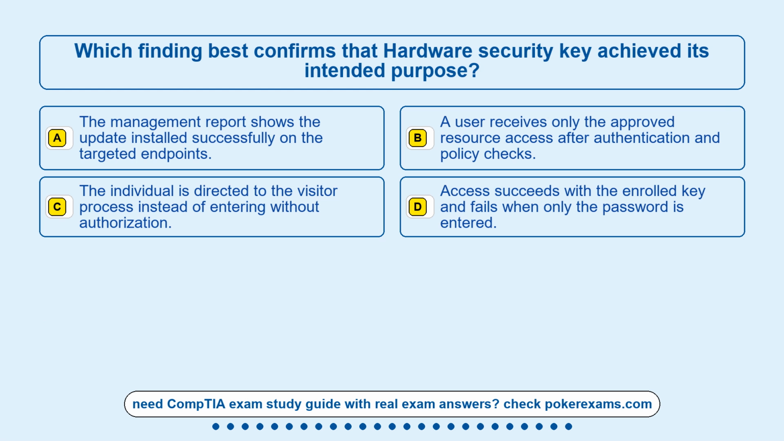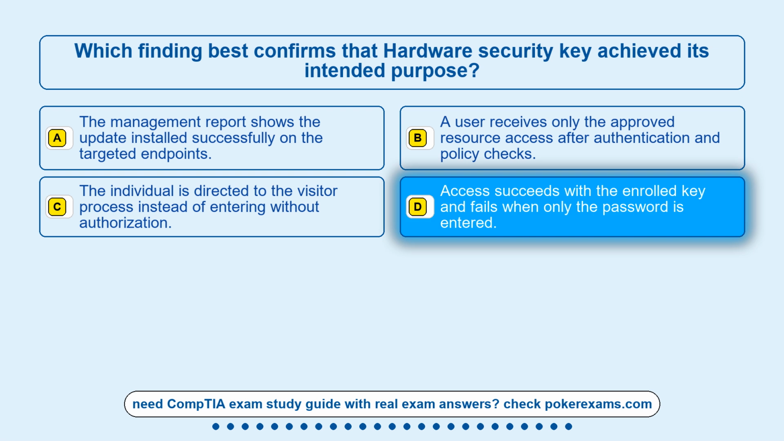Question 23. Which finding best confirms that hardware security key achieved its intended purpose? Option A. The management report shows the update installed successfully on the targeted endpoints. Option B. A user receives only the approved resource access after authentication and policy checks. Option C. The individual is directed to the visitor process instead of entering without authorization. Option D. Access succeeds with the enrolled key and fails when only the password is entered.